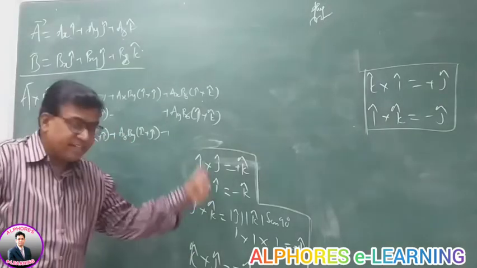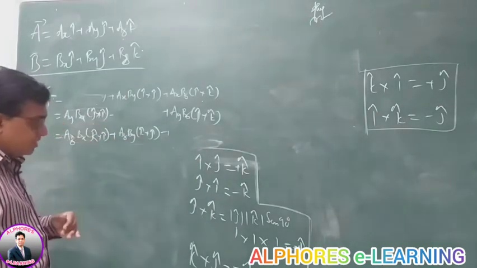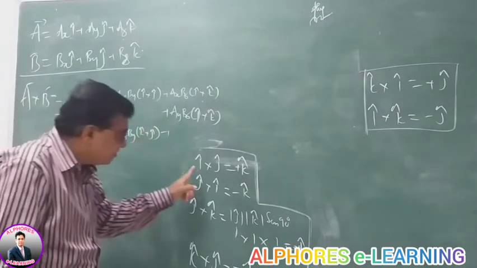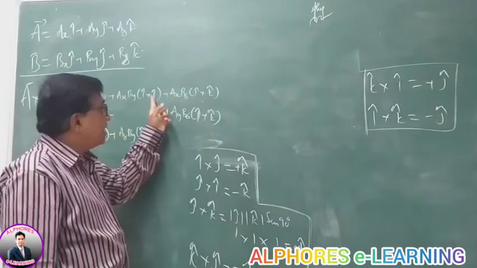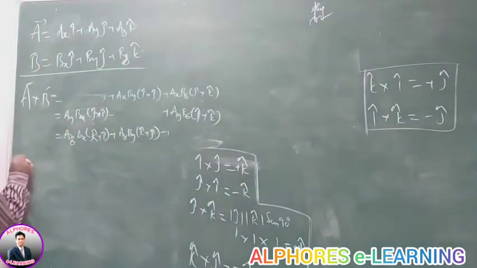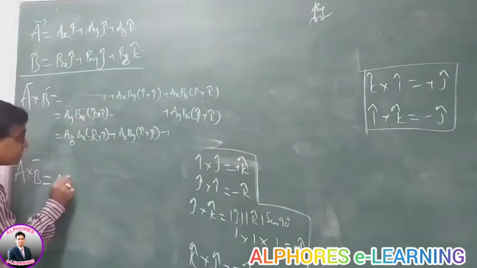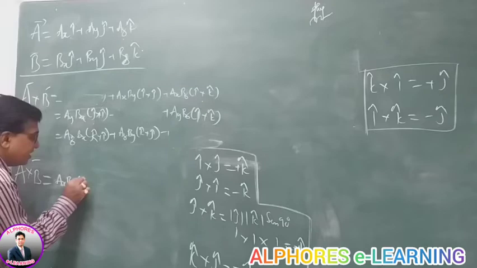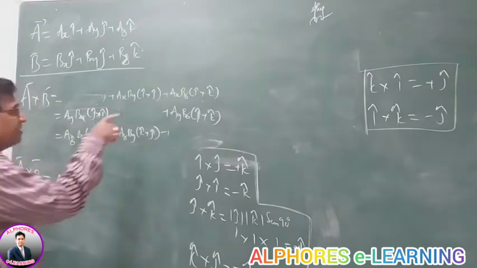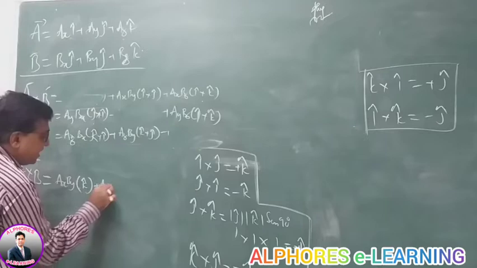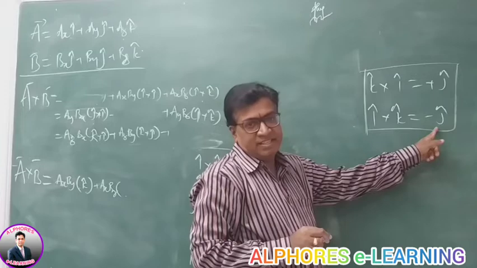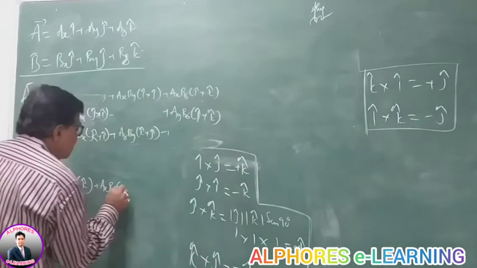Now let us apply the other identities to the remaining terms. First, Ax By times i cross j. What is i cross j? It is k. So I shall substitute i cross j as k. Writing this, A bar cross B bar is Ax By times k. Next, Ax Bz times i cross k. You see, i cross k here is minus j, as we already found. So this is minus j.